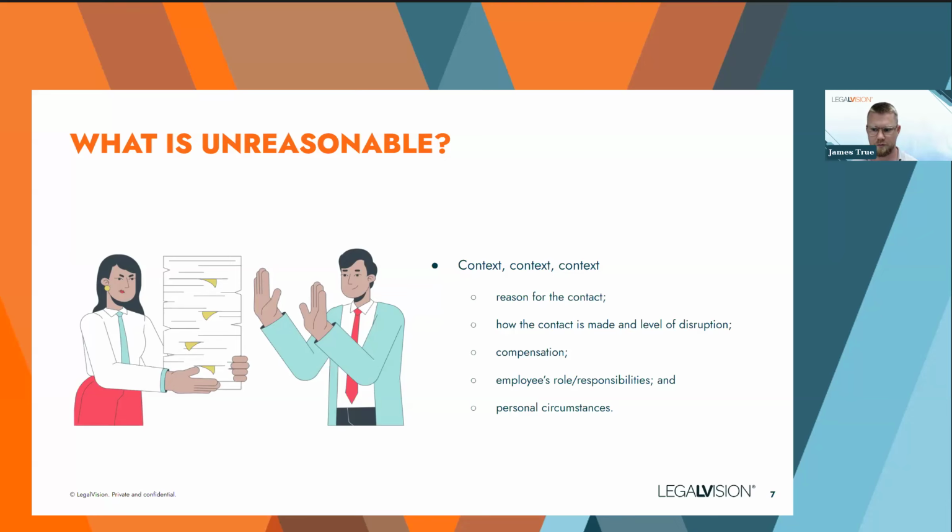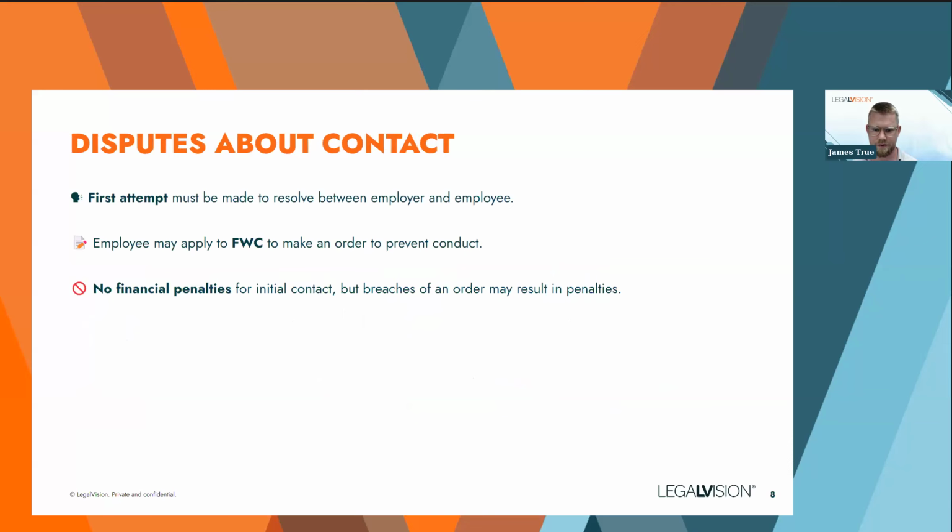The next question is, well, what happens in the case of disputes? For those of you familiar with the stop bullying jurisdiction in the Fair Work Commission, this is a very similar process. The first attempt at resolution in these right to disconnect cases will just be about trying to resolve it between the employer and the employee. And ideally that's where it ends. Failing resolution there, that opens up a pathway for the employee to apply to the Fair Work Commission.